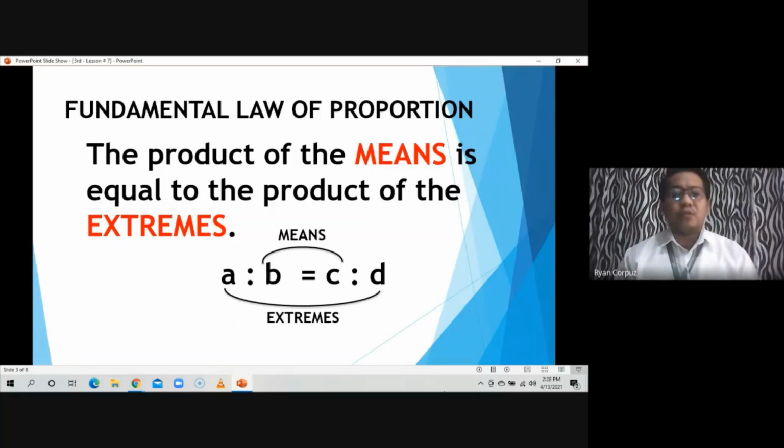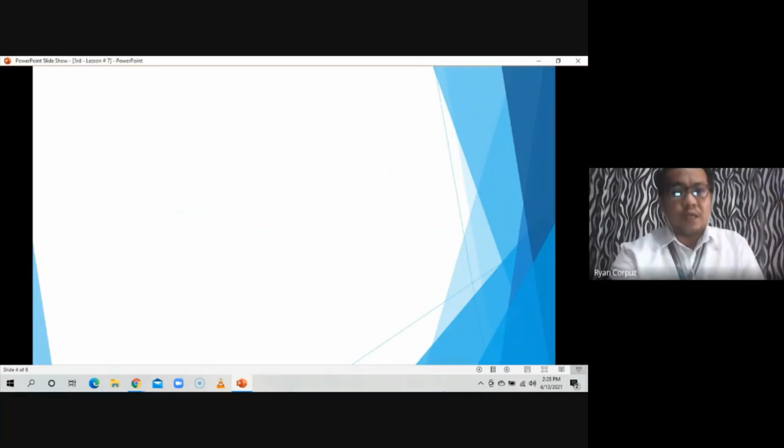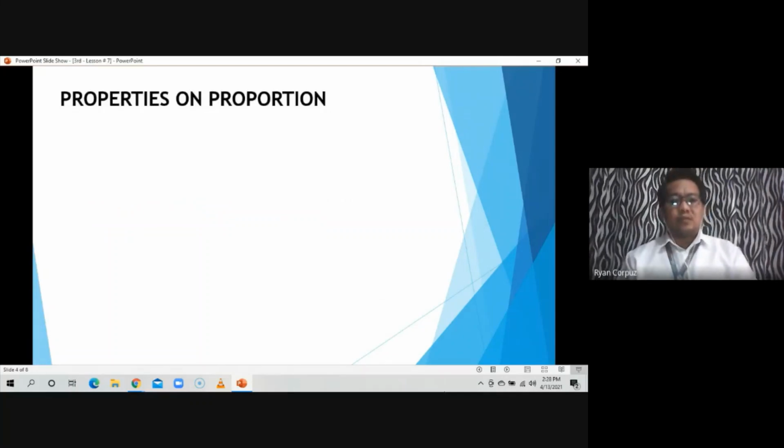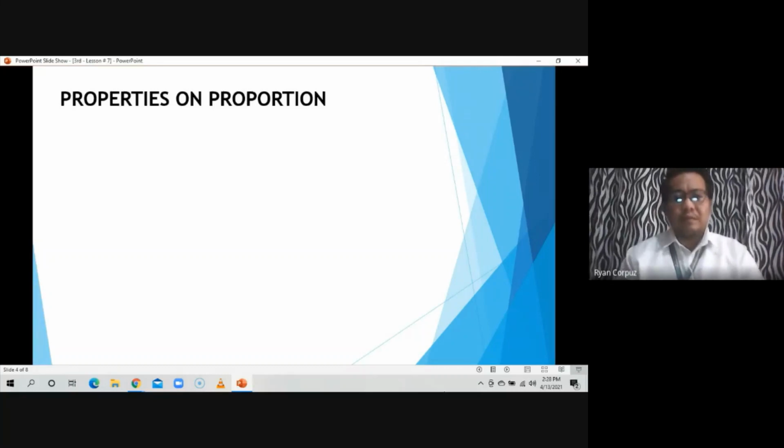So aside from the fundamental law of proportion that we can use, there are also different properties that we can use involving proportion in solving about proportion. So these are the properties on proportion. So ano-ano ba yung mga properties na pwede nating magamit? Una, if A over B is equal to C over D, let's say for example, yan yung given natin.